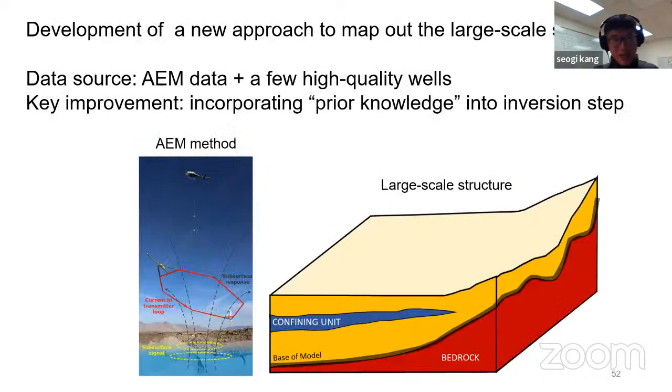And what we've done was develop a new approach to map out the large scale structure. In this case, we were focusing on the Corcoran clay, which was the regional confining unit. We used the Airborne EM data plus a few high quality wells for the calibration. And the key improvement that we made was incorporating prior knowledge of the target into the inversion step to improve the accuracy of the inversion.